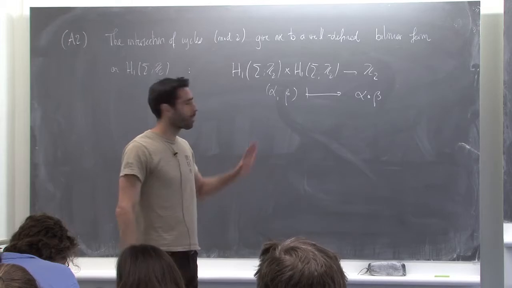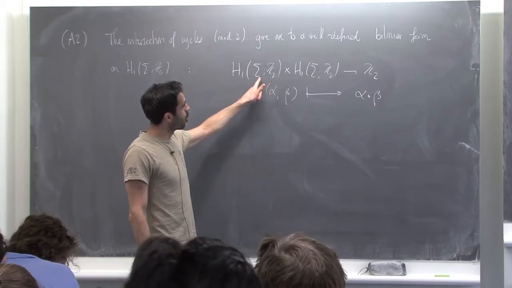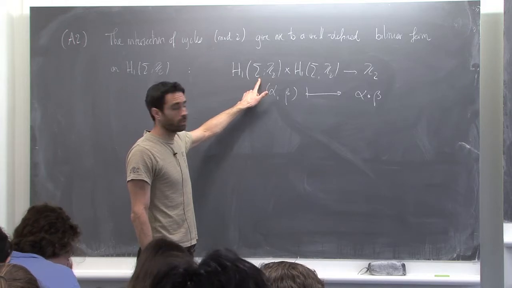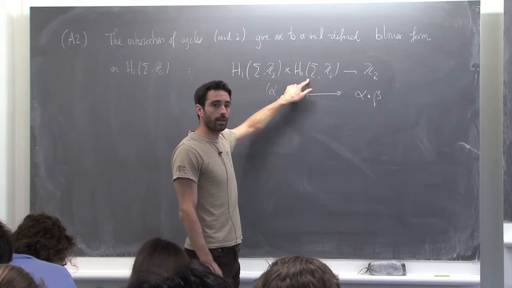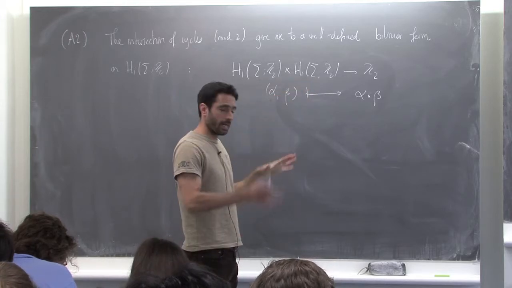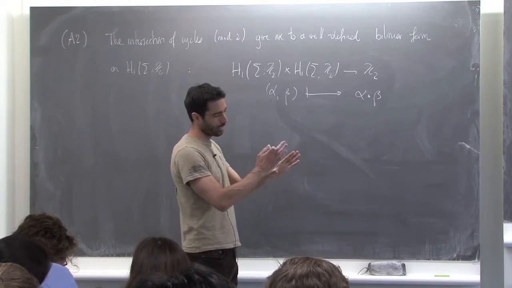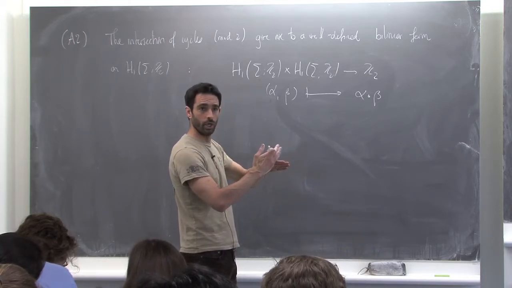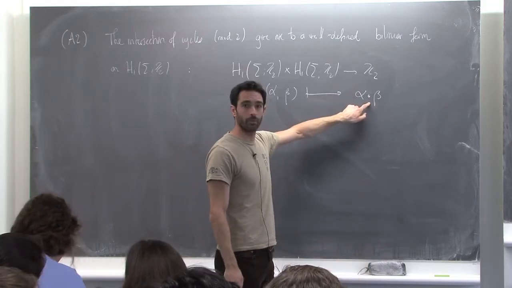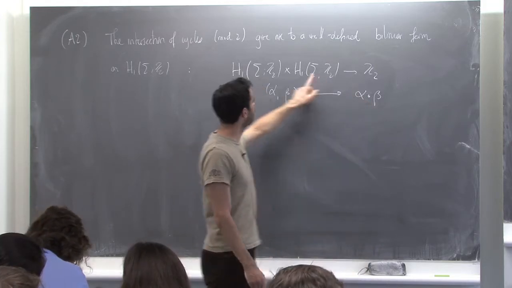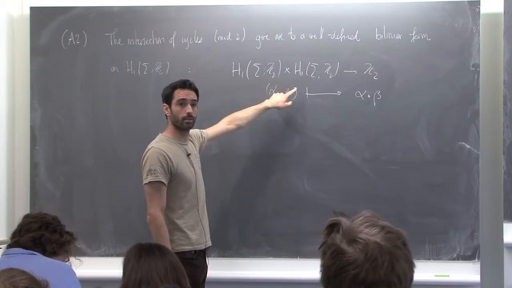What does this mean? It means if you take a homology class here, you're represented by a cycle. If you take another homology class, you're represented by a cycle. Now you can choose these two cycles to intersect transversally. You count the number of intersections of the cycles, and it's going to be this number. This number is not going to depend on the way you chose your cycles in the homology classes.